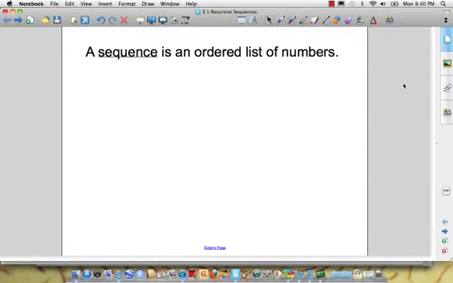This lesson introduces the topic of sequences. A sequence is simply an ordered list of numbers. It really could be any numbers at all. So for example, here's a sequence: 3, 9, 1/2, 42, -18, 23. It's an ordered list of numbers.